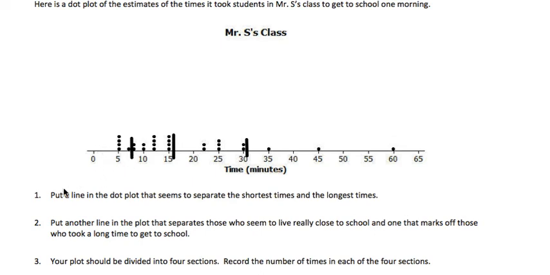Remember, when we divided the dot plot, we did it in terms of what seems to separate the shortest times and the longest times. We did not do it mathematically by counting the number of data values. So yours may vary somewhat from this, but it should be divided into 4 sections.